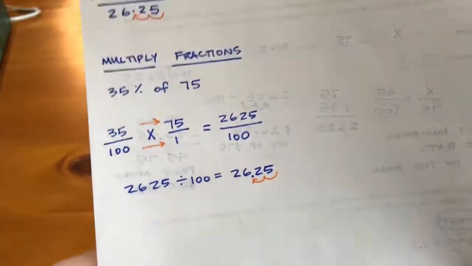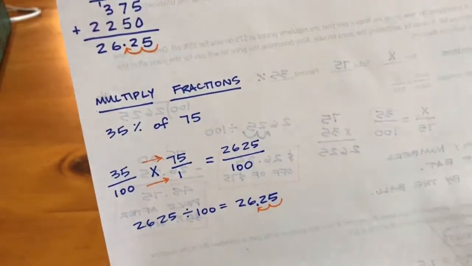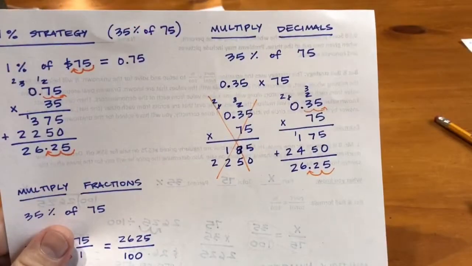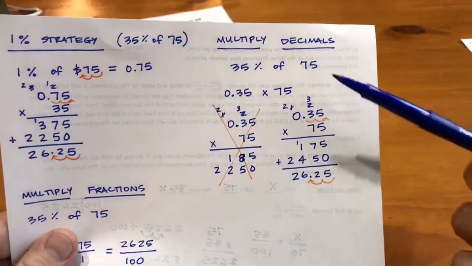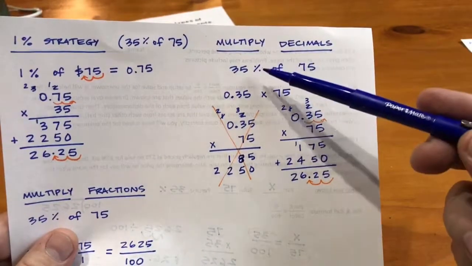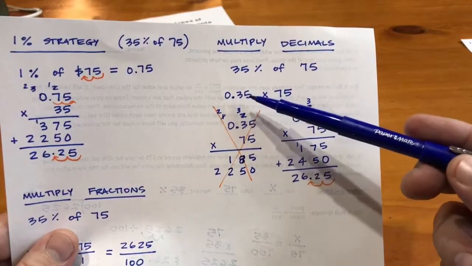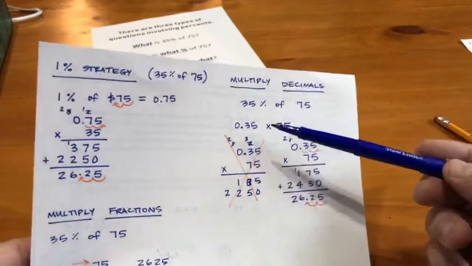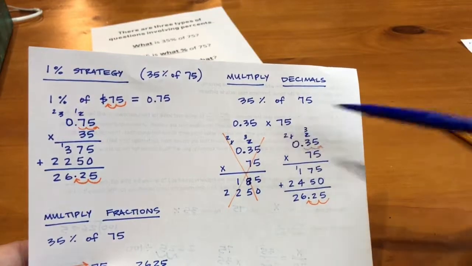In this case, it was money, so $26.25. And another easy strategy when you're looking for a percent of a number. All right, yet another way to solve percent of a number is to multiply decimals. Take your percent, 35%, change it to a decimal, 0.35, because it's 35 over 100 as a fraction, so that's 35 to the hundredths place with place value, and multiply that times 75.